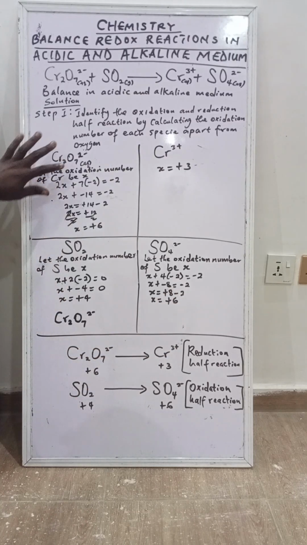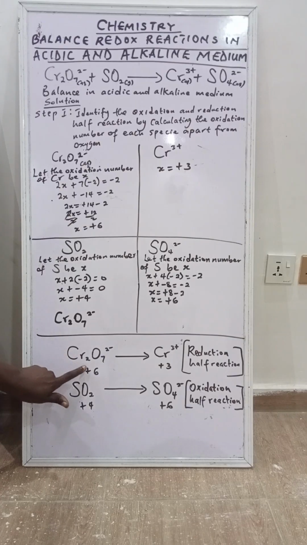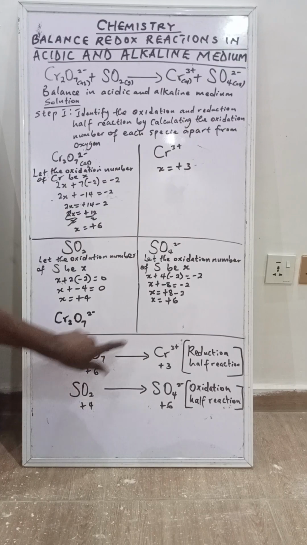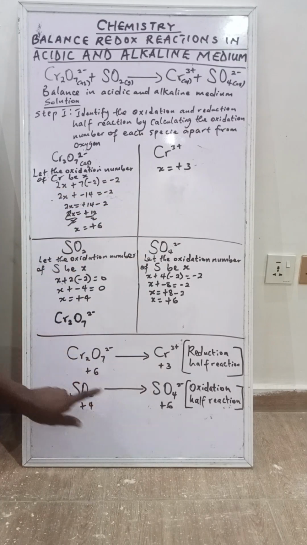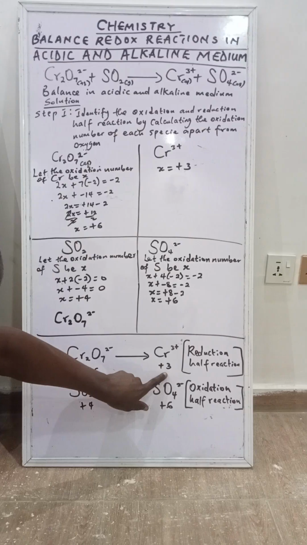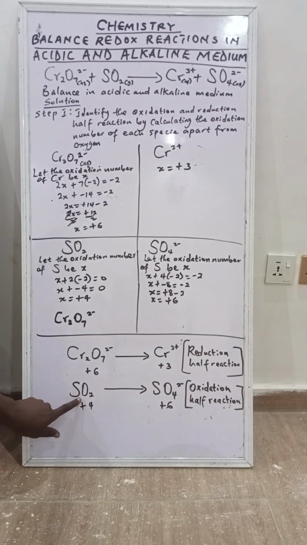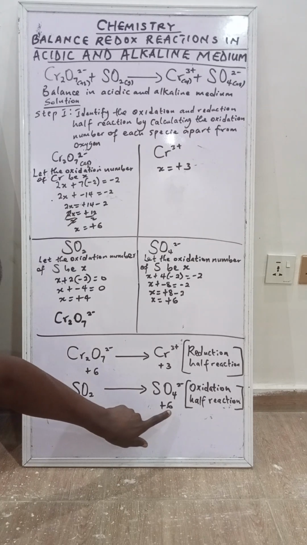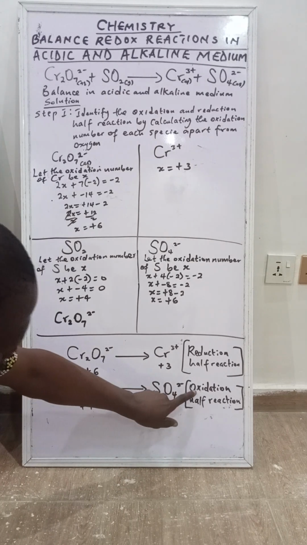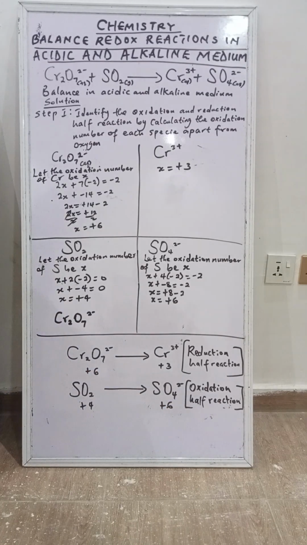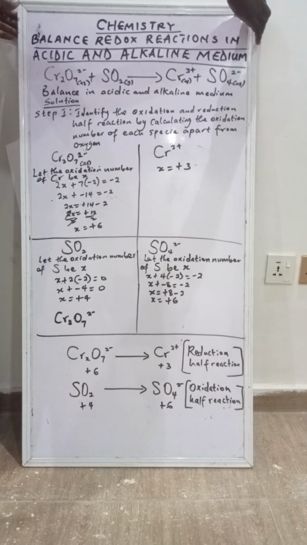Now, in summary, what we have just noticed is that in Cr2O7, the oxidation number of chromium is plus 6, and then here it is plus 3. When plus 6 is going down to plus 3, that is the reduction half reaction. And when plus 4 is going up to plus 6, that is the oxidation half reaction. So that's how you break it down into half reactions. I'm talking about step 1. Now, let's go to step 2.